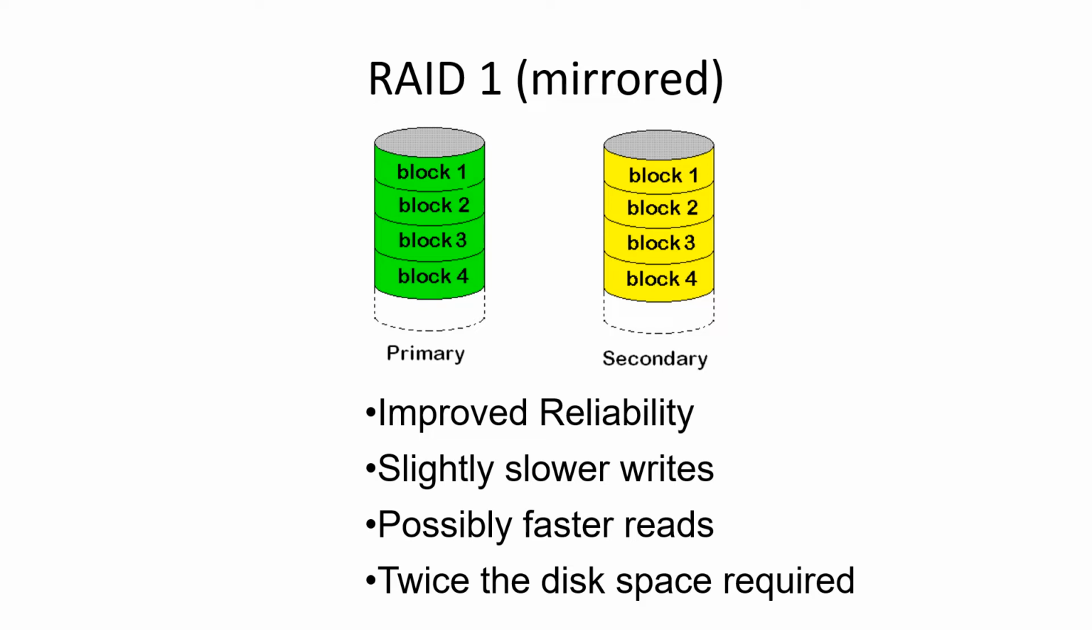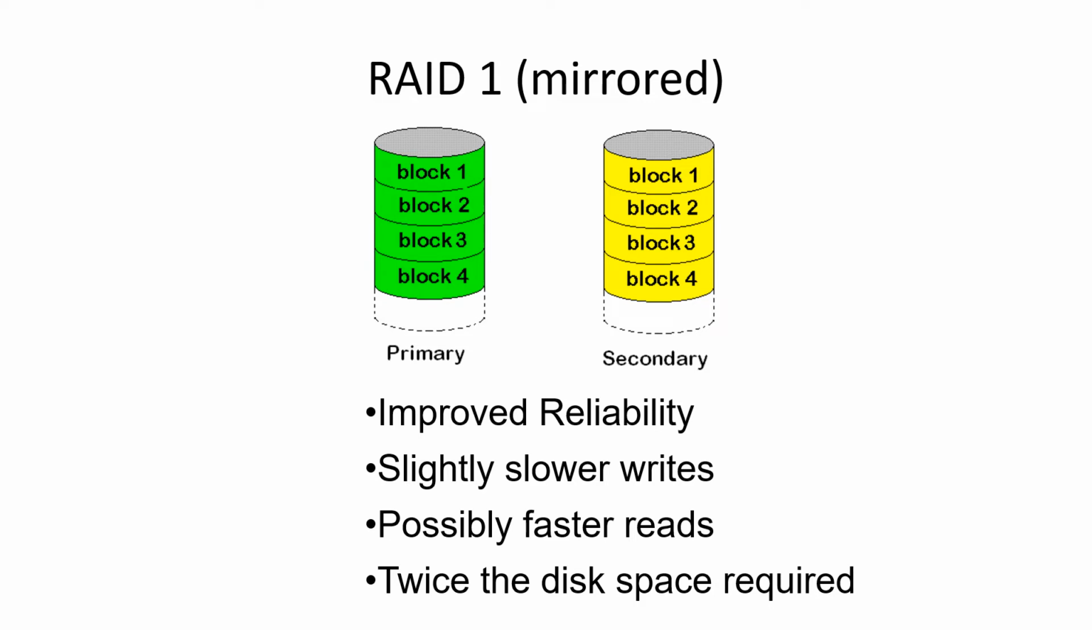If one of the disks was to break, you can still keep on running with the other disk. This improves reliability. It has slightly slower writes because whenever you write things, you have to write it to both disks. Now, if both disks are on separate controllers, you might be able to write them simultaneously without much delay.